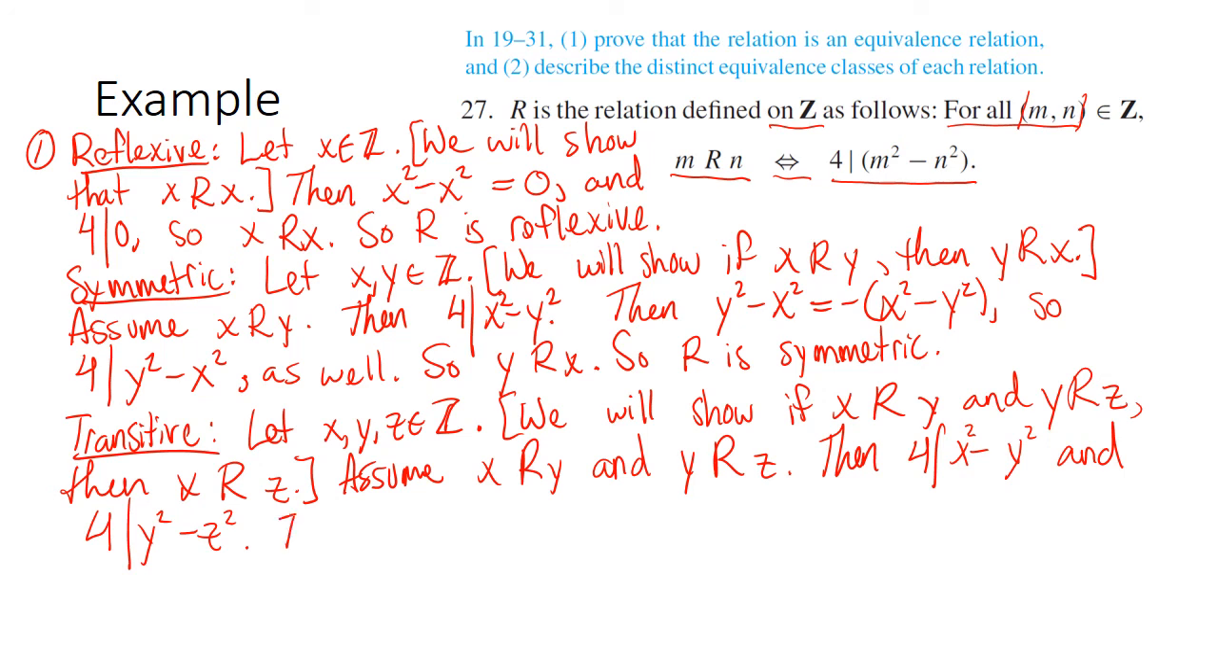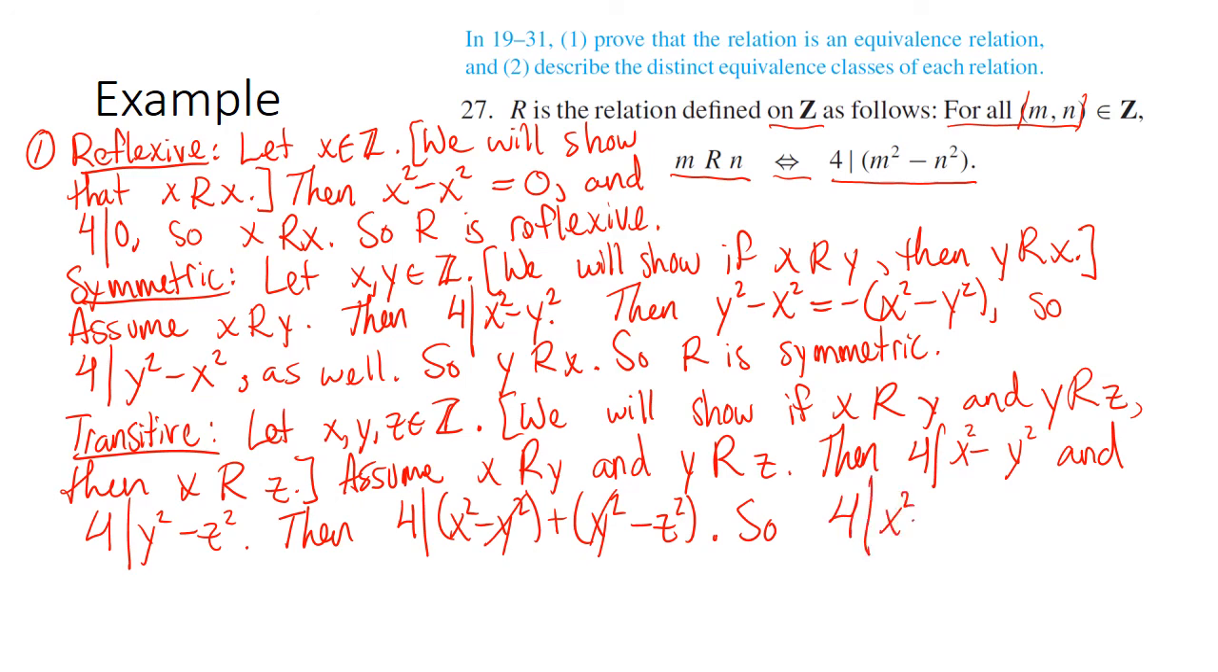So I'm just going to say that then 4 also divides the sum of x squared minus y squared plus y squared minus z squared. I hope that makes sense to you, that if 4 divides 2 different integers, then it also divides their sum. That's pretty obvious, I think. So these y squareds are going to cancel, so 4 divides x squared minus z squared. Okay, so what does that mean? That means that x is related to z by R, and that means that R is transitive.